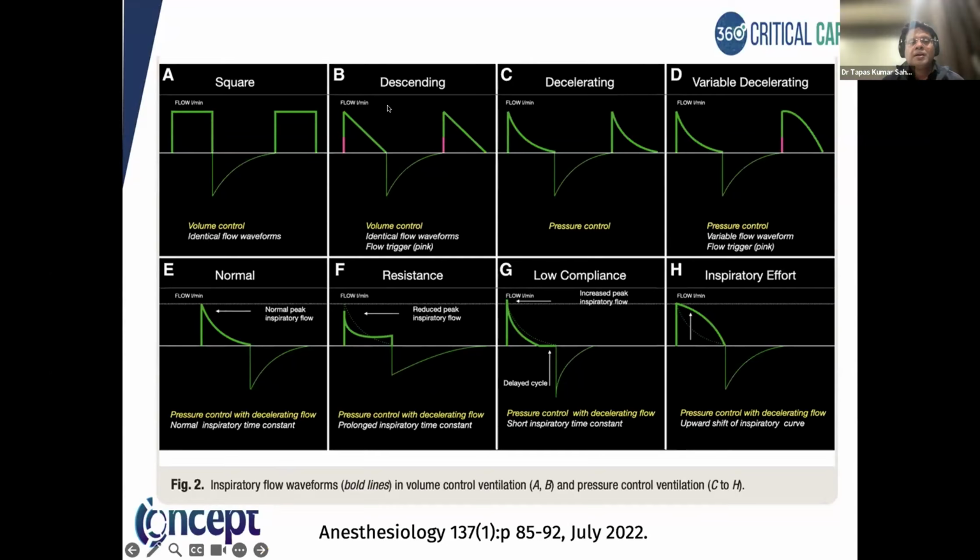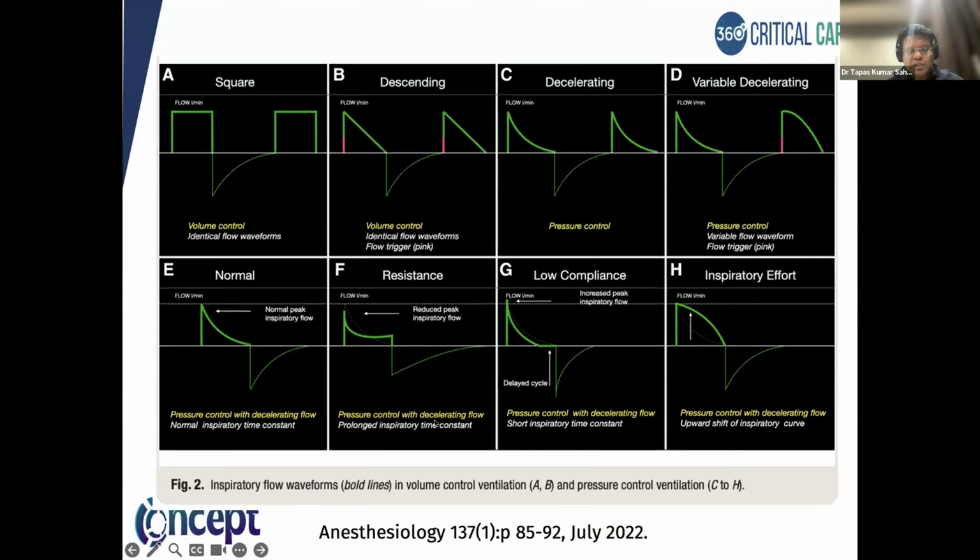This is volume control, descending volume control flow. Okay, identical flow wave, flow trigger is the pink. This means this is the flow trigger happening here. Decelerating pressure control flow, variable deceleration, you can see the flow trigger here happening, pink. Now, this is the normal peak inspiratory flow. This is the decelerating flow, normal inspiratory time constant. Here reduced peak inspiratory flow is happening, so there is some amount of resistance happening.